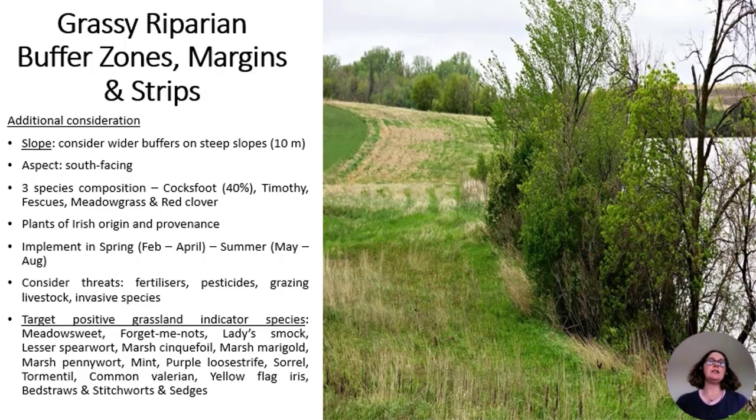So looking at things like meadowsweet, forget-me-nots, lady's smock or cuckoo flower, lesser spearwort, marsh cinquefoil, marsh marigold, marsh pennywort, mint, purple loosestrife, sorrel, tormentil, common valerian, yellow flag iris if the soil is quite heavy, bedstraws and stitchworts, and then sedges. And these would all be important in terms of increasing your positive indicator species from a grassland perspective.